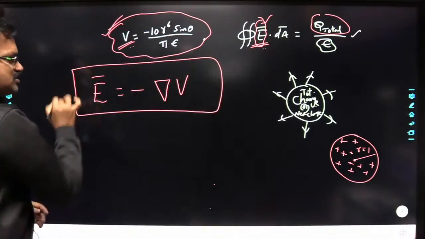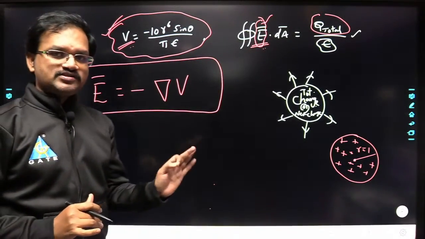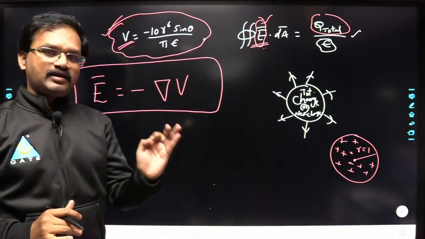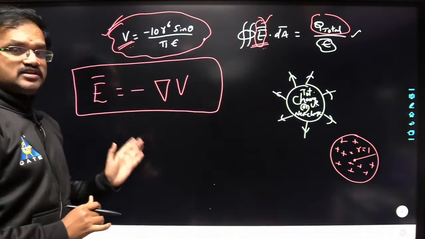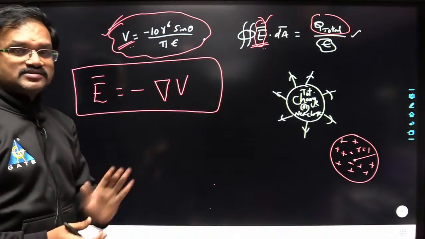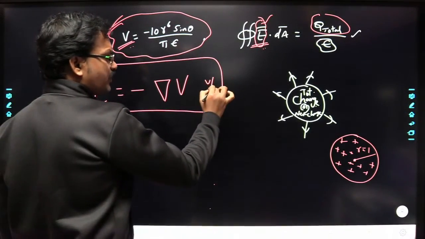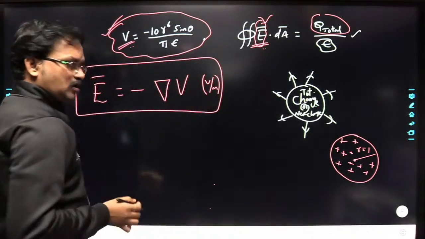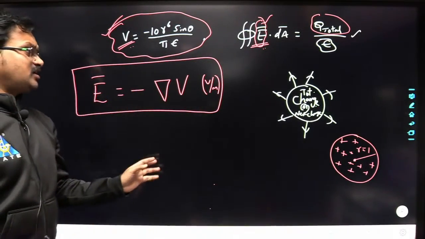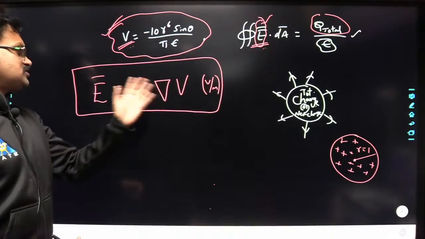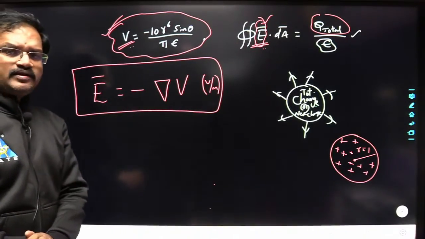This relation is valid only for static fields. Whenever you are dealing with a static electric field, then only this relation is valid, that is E bar is equal to minus gradient of V. The units are volt per meter. So from this relation, since we know the potential, you can determine the electric field.